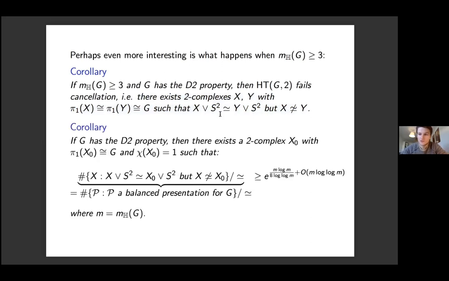Okay. And the second thing is we can use our bound in the case where M is very, very large to basically say that, firstly, there will always exist a 2 complex with fundamental group G and Euler characteristic 1. But what's more is there will always exist a really large number of exotic presentations, i.e. non-cancellation examples for G. There will exist this super exponentially large number of exotic presentations. Okay, and this is using the assumption that G has the D2 property.